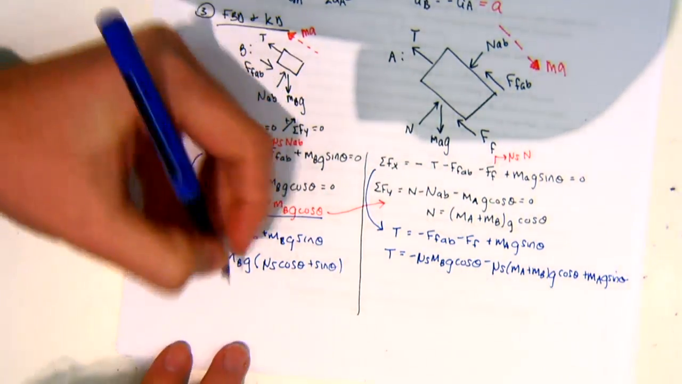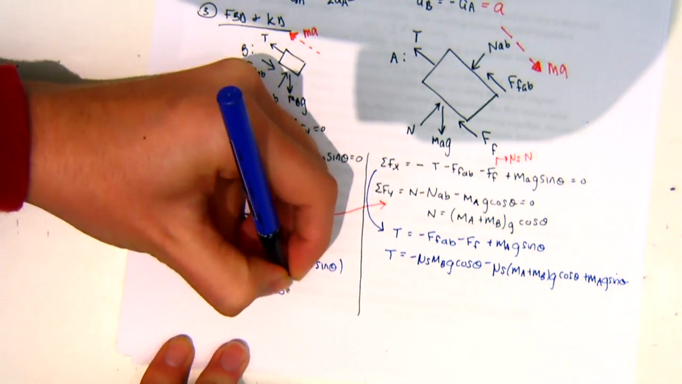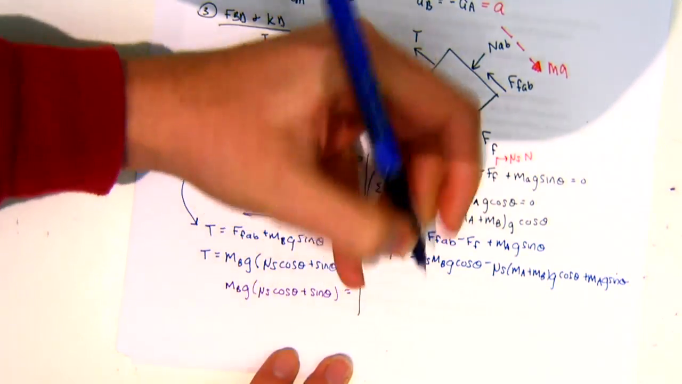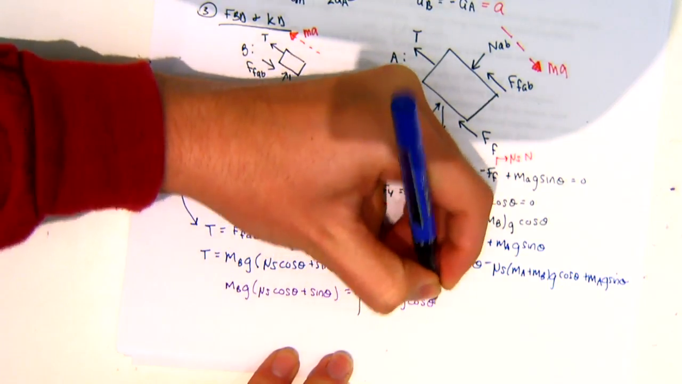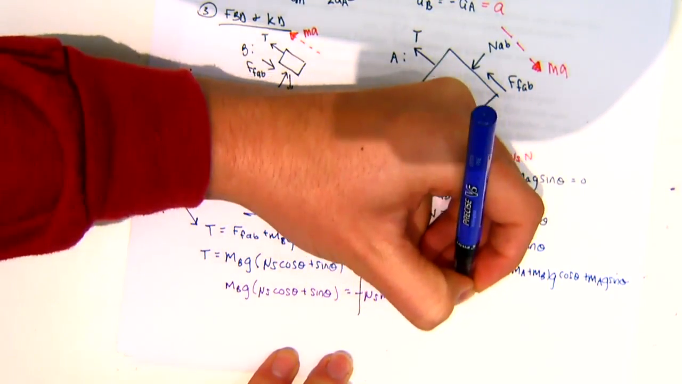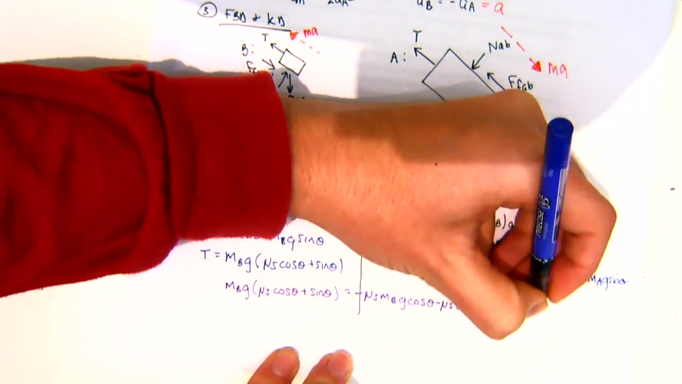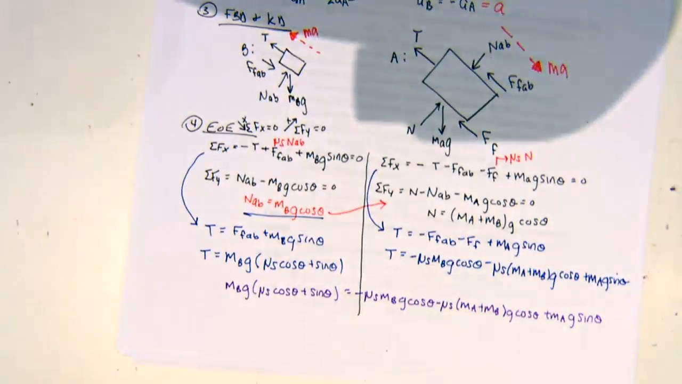So I can say mbg times (mu s cosine theta plus sine theta) is equal to negative mu s mbg cosine theta minus mu s (ma plus mb) g cosine theta plus mag sine theta. This is a fun problem, right? So if we simplify this, are you guys okay if I just write what the answer will be?